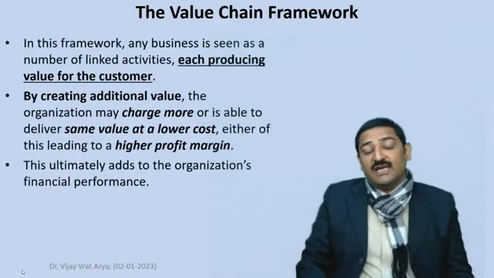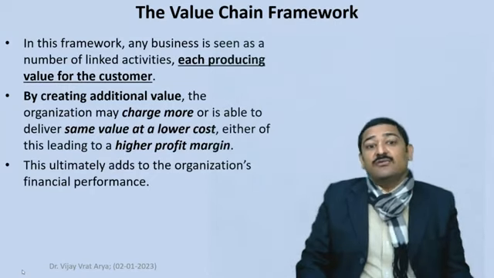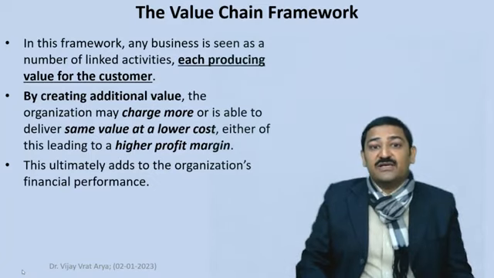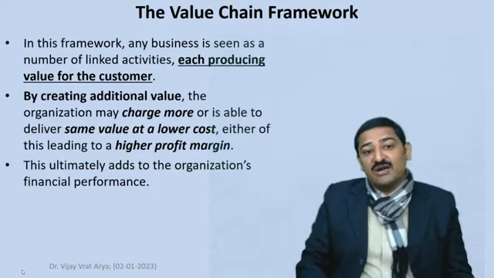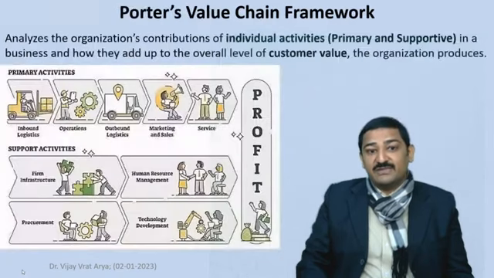Within the internal environment analysis perspective, one also needs to understand the concept of the value chain framework, particularly in production houses where goods are to be manufactured, considering different value additions in the process of production. The value chain framework talks about any business being seen as a number of linked activities, each producing value for the customer. By creating additional value, the organization may charge more or is able to deliver the same value at a lower cost, either of which leads to a higher profit margin. This ultimately adds to the organization's final performance.